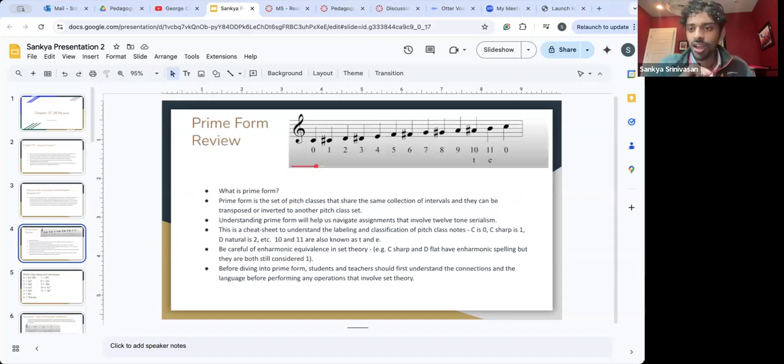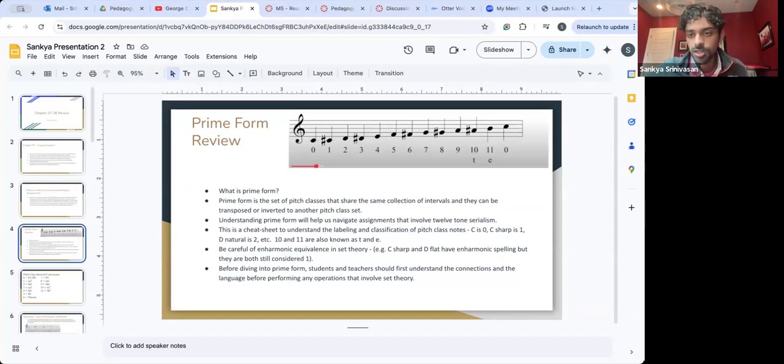So this is kind of a quick review on prime form. What is prime form? Prime form is the set of pitch classes that share the same collection of intervals, and they can be transposed or inverted to another pitch class set. Understanding the prime form will help us navigate assignments that involve 12-tone serialism.